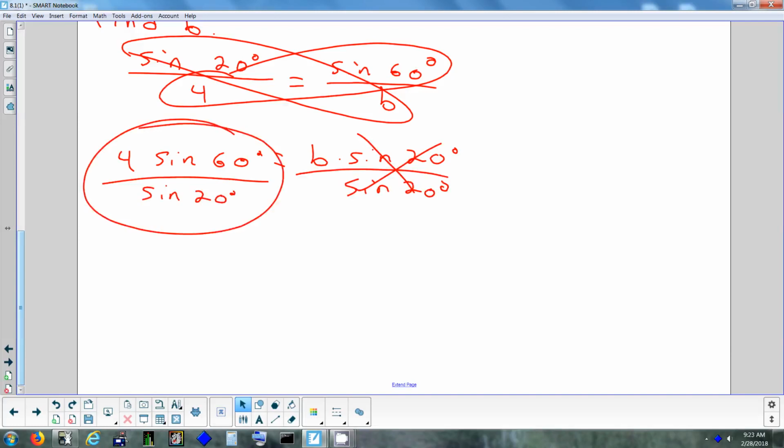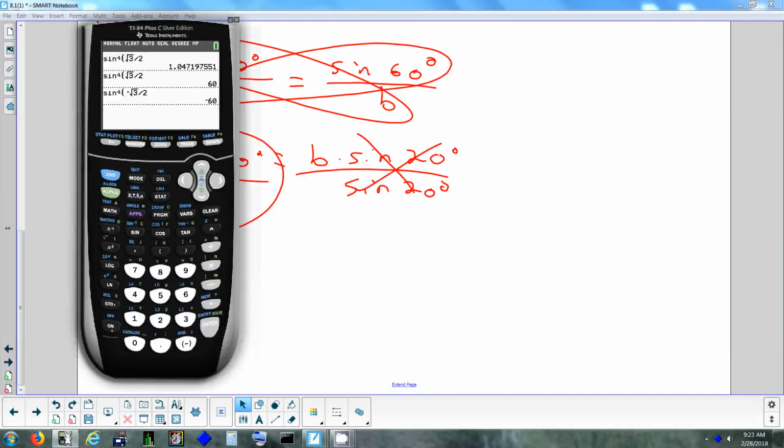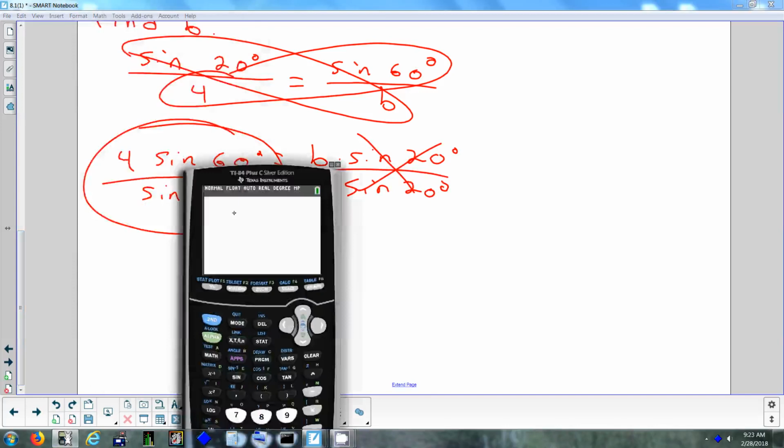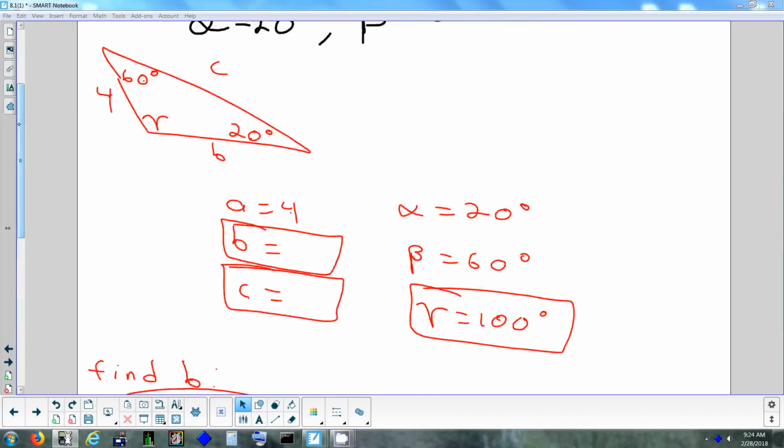I have to type that in, but I'm just going to type the whole thing in at once. All right, so first make sure you're in degrees. Make sure your calculator turns on. There you go. So 4 sine 60. It's important you close the parenthesis if you're going to type it all in at once. Divided by sine 20. Not too important you close the parenthesis here because nothing else is coming after it, but if you want to close it, go ahead. So we get 10.128. And that's B.